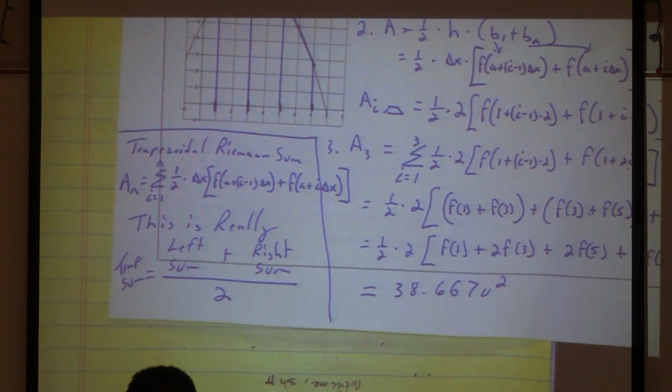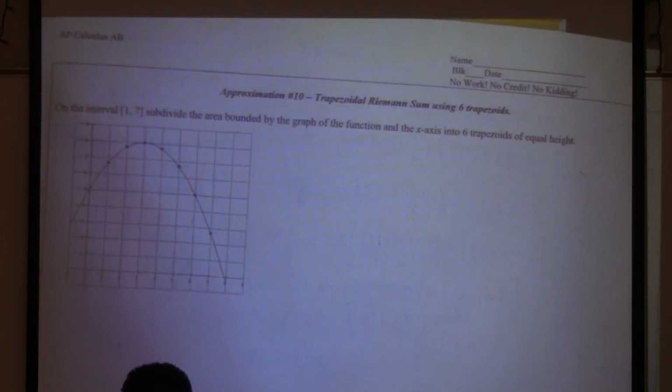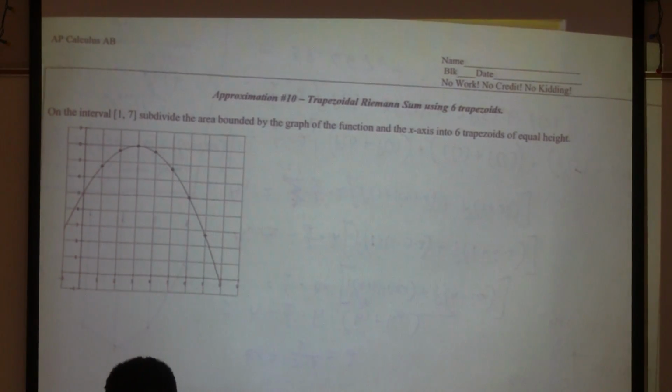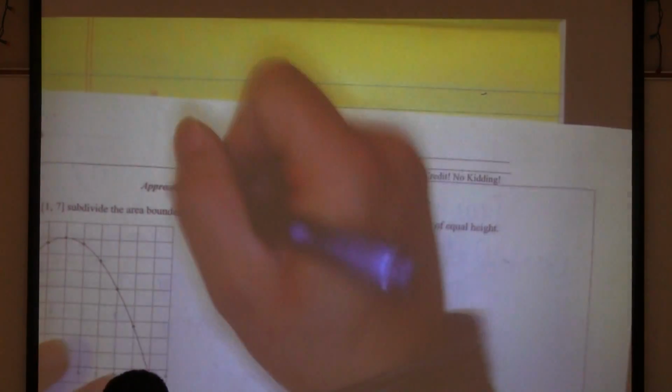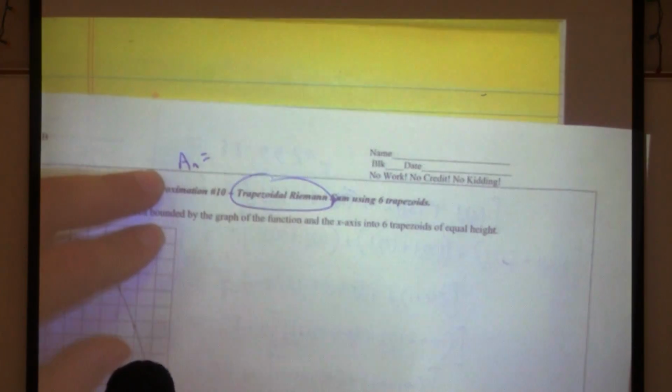Yeah? Alright, let's try another example here. Now we're going to add more trapezoids. Okay? Let's write down the formula so we don't have to flip it back. What's that formula? One more time, we just wrote it.